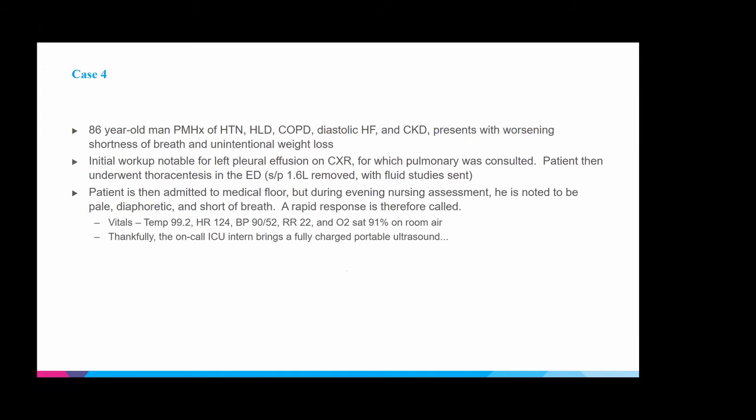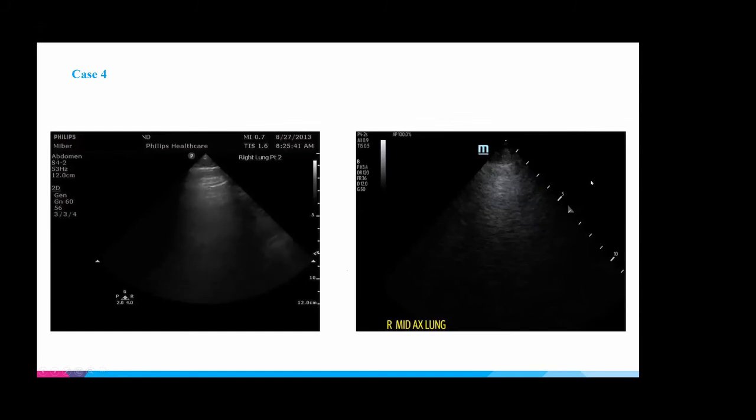And upon arrival of the critical care team, the initial vitals were this. So the temperature was 99.2, heart rate was 124. The blood pressure was 90/52, respiratory rate was 22, and the O2 sat was 91% on room air. Thankfully, the on-call ICU intern here at Mount Sinai West came with a fully charged portable ultrasound, which was a rarity because the batteries never seem to be charged or working. But this is what we found.